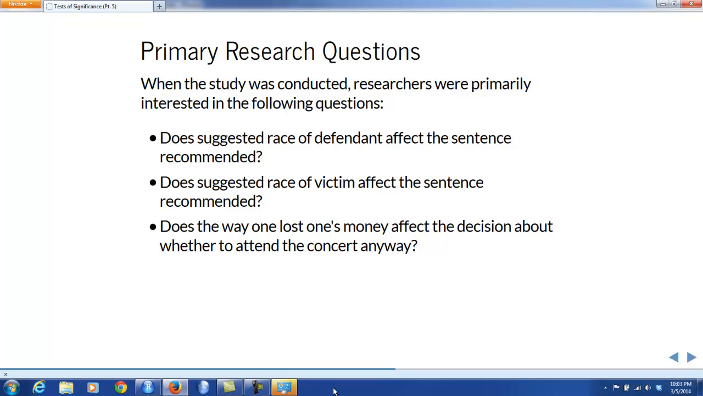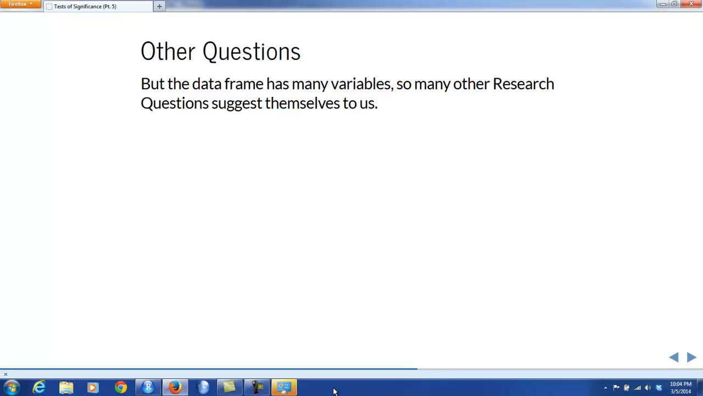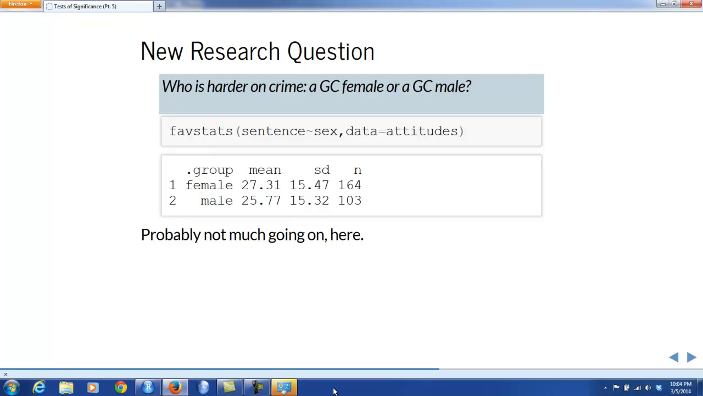Also, connected with that question, does the suggested race of the victim affect the sentence recommended? And then, in connection with the question about the rock concert, does the way one lost one's money in the hypothetical scenarios surrounding attendance at that concert affect the decision about whether to attend the concert anyway? Those were our primary research questions. But the data frame has a lot of variables. And when you look at all those variables, a lot of other research questions just naturally suggest themselves to you. So we might play around with a few of them.